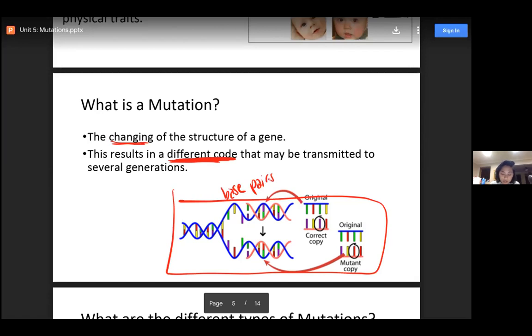Sometimes you might have an incorrect copy, and when that copy is incorrect, it turns out to be mutated. There's actually really specific ways that DNA can be mutated. We're going to go over 4 different ways that DNA can be mutated today.